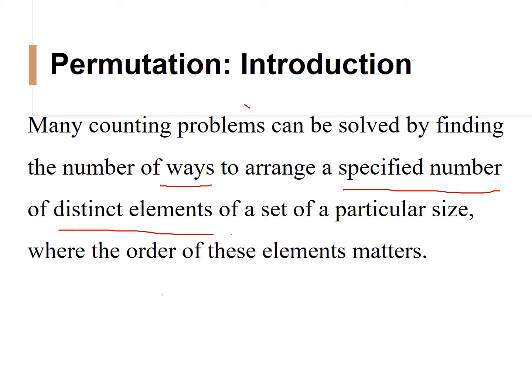So we are arranging these two numbers and their arrangement will give us a different answer. And they are of a particular size, where their size is 2. So the size is very important. It should be of a particular size and belong to some set, like a set of numbers. And the order of these elements matters. The order can make them 12 or it can make them 21.